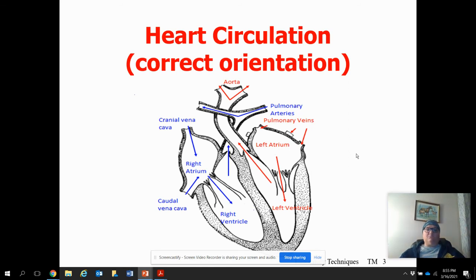So this oxygenated blood then comes back in from the lungs and comes back into the left atrium, and it comes in through the pulmonary veins. Pulmon, from your terminology, means lung. So pulmonary arteries take deoxygenated blood out to the lungs, and then the pulmonary veins bring the oxygenated blood back into the heart in the left atrium, that upper chamber there. It goes through the bicuspid valve into the left ventricle. Now the left ventricle, it is the muscle builder of the heart.